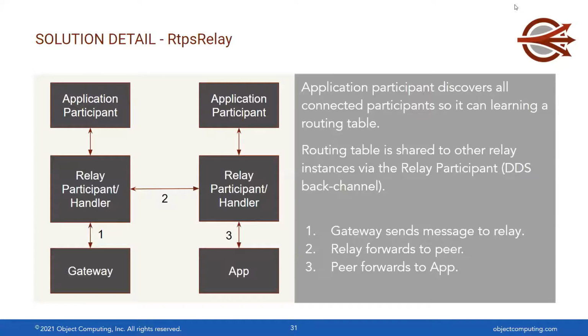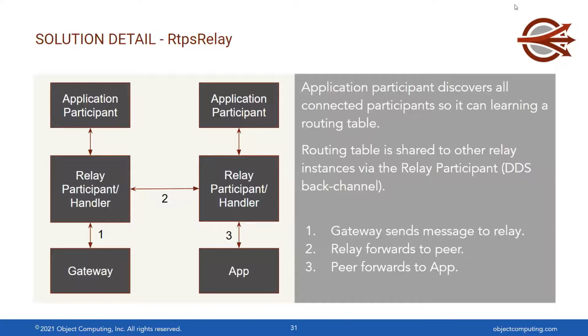That information is gossiped among the different relay instances. We actually use OpenDDS as a back channel to handle that. And then the final component is this handler, which when it gets an RTPS message, it can use this routing table to forward it to the appropriate next hop. So for example, if it comes from the gateway, it goes to its relay. That relay decides that it needs to go to a different relay. When that relay receives it, it decides that it needs to go to the application itself.